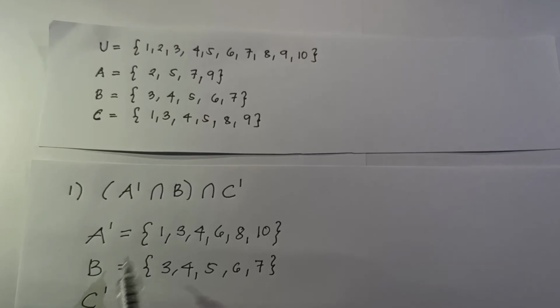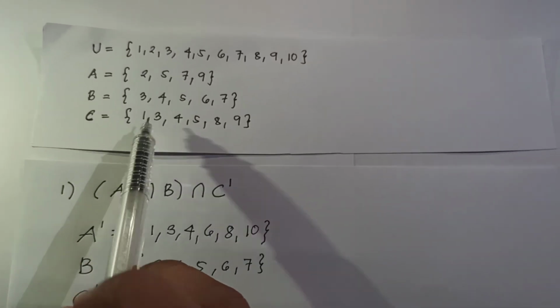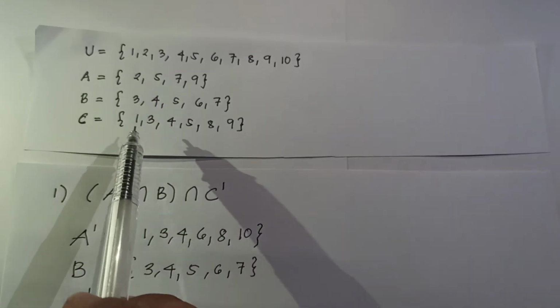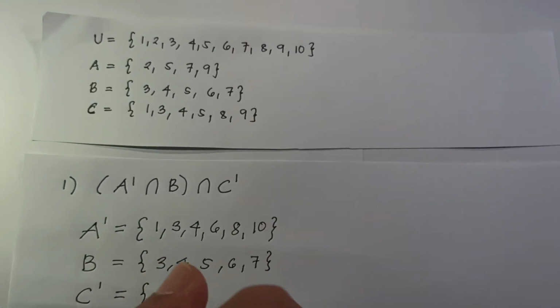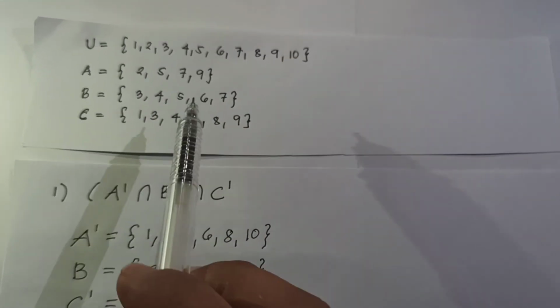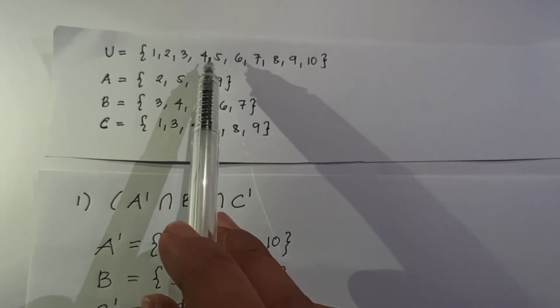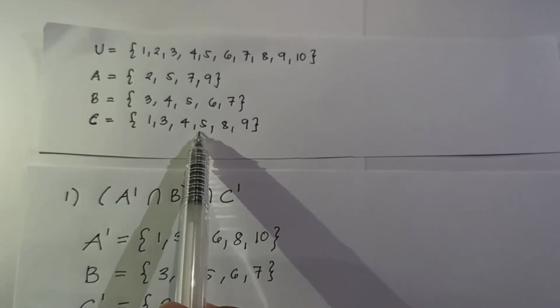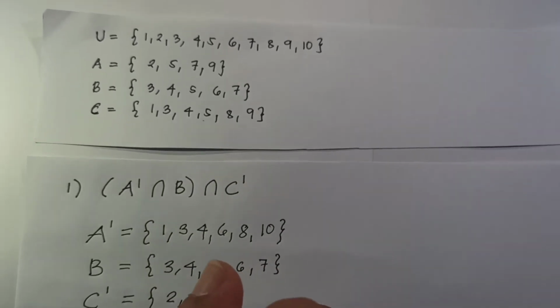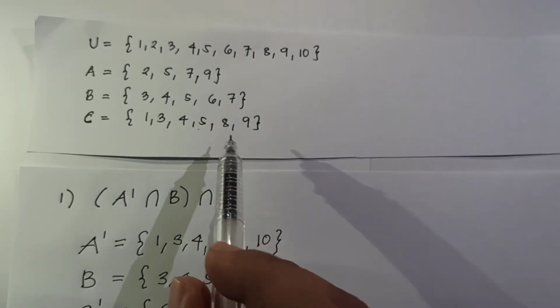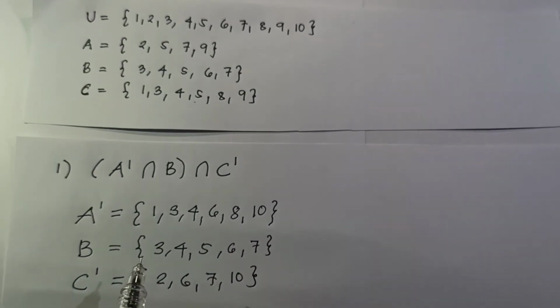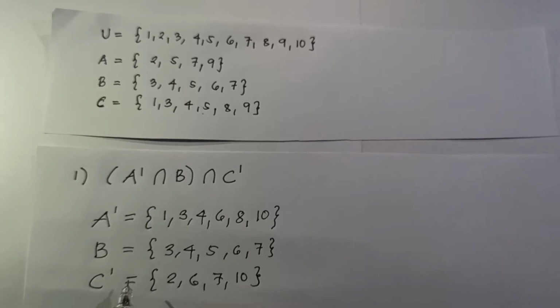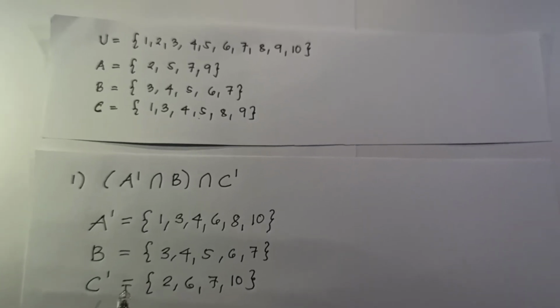So C complement. What is not in C that is in the universal set? 1 is in C, so we don't copy. 2, we write 2. Next, 3 is in C. 4 is also in C. 5 is in C. 6 is not in C, so we write 6. 7 is not in C. 8 is in C. 9 is in C. And 10. So this is C complement. We only write what is not in C that is in the universal set.